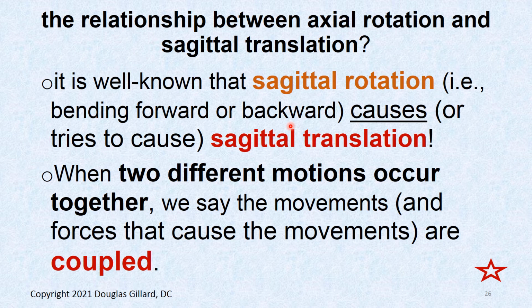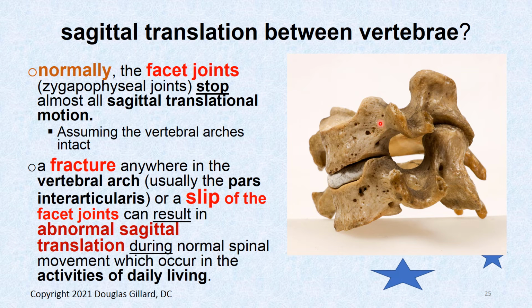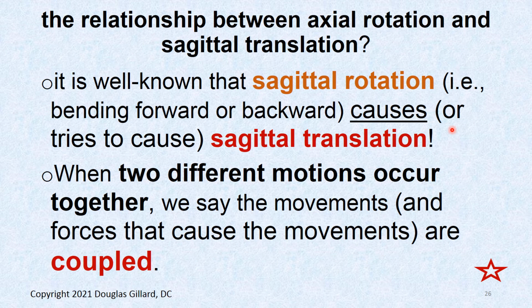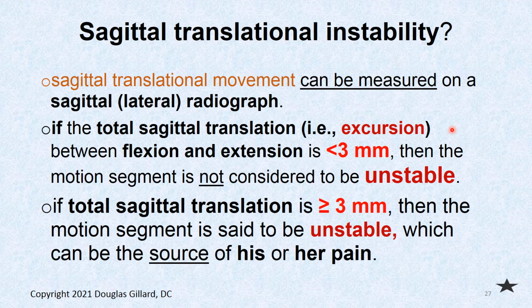Okay, but normally we said that can't happen, right? If you flex this bone forward on this bone, it'll try to squirt the bone. It'll try to slide forward, but it can't because of the Z joints. But what if it's broken? What if the Z joint is broken and not working? Or what if the arch is fractured? Then you're going to have trouble. And then you have something called sagittal translational instability.